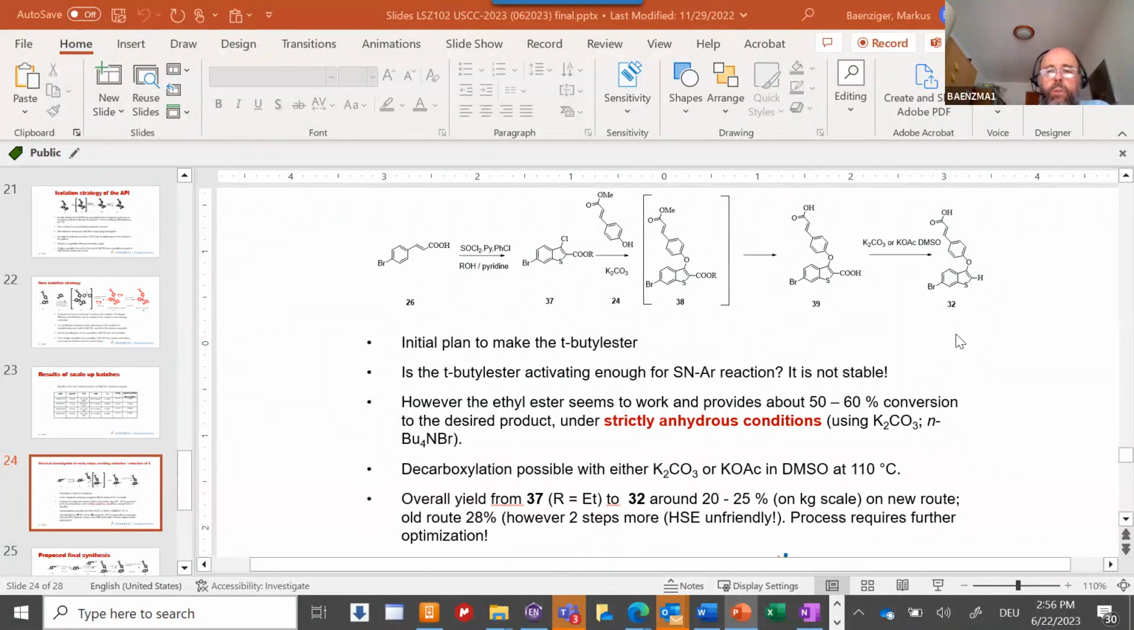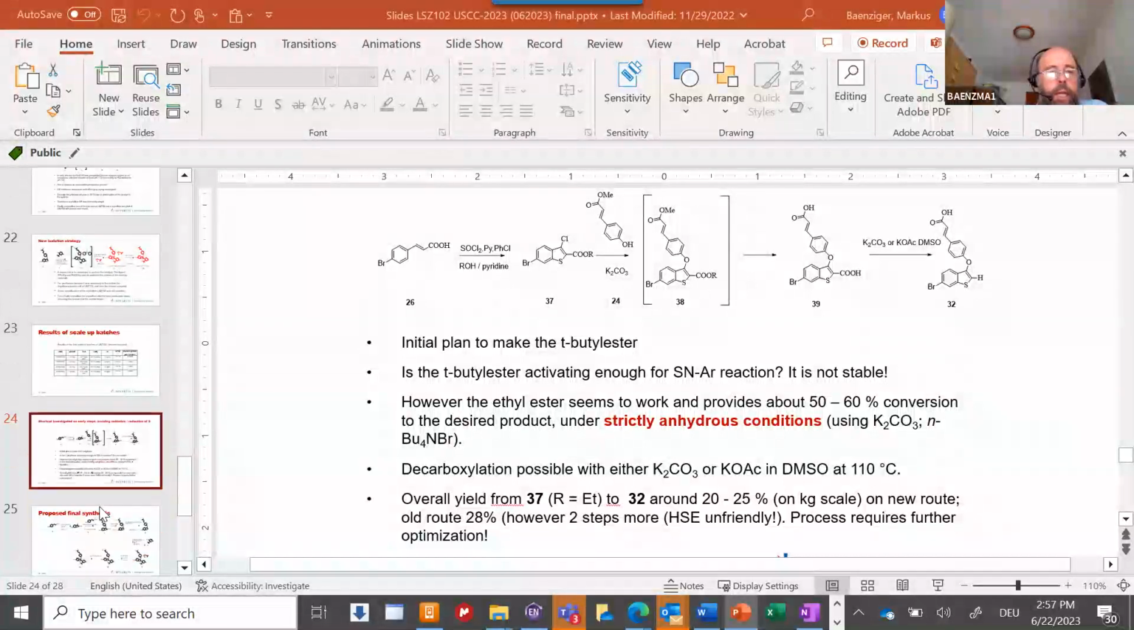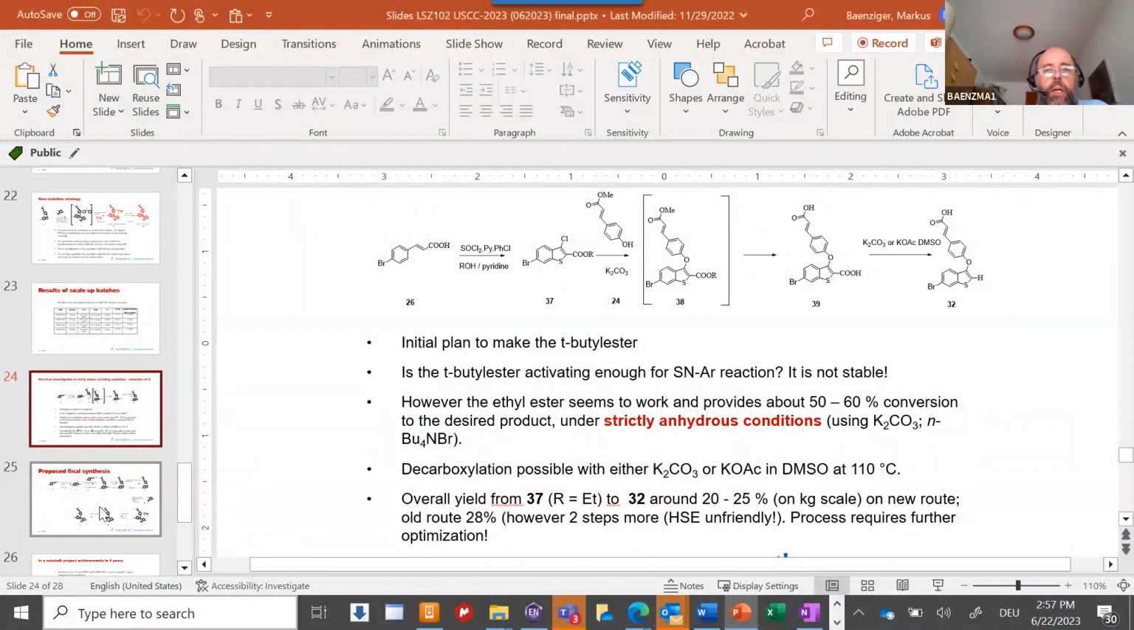However, in the old route using this sulfoxide, we had to use hydrogen peroxide and trifluoroacetic acid in dichloromethane to make the sulfoxide, and then afterwards for the reduction of the sulfoxide, we used triphenylphosphine, producing triphenylphosphine oxide. So these two HSE unfriendly steps could be removed. Further process development obviously will be necessary to further improve this new process.